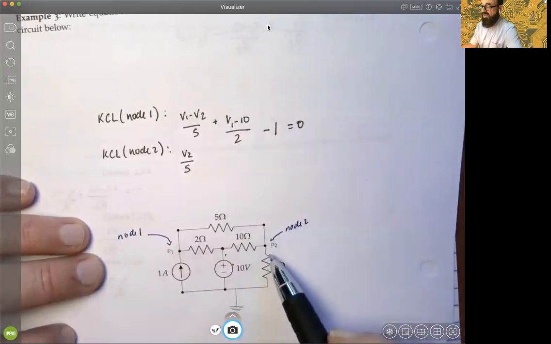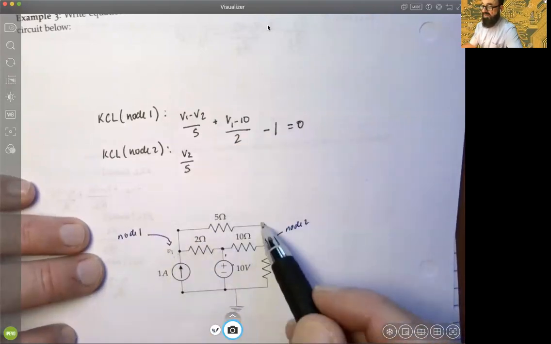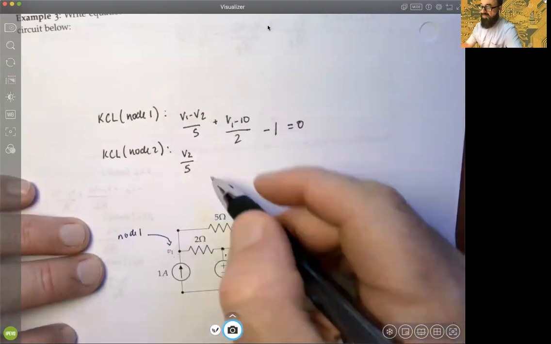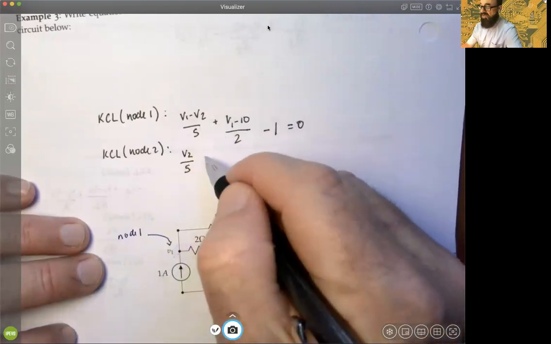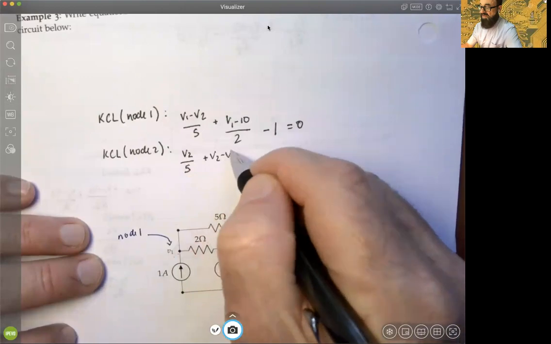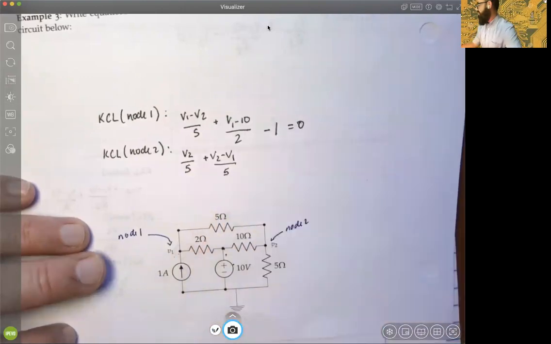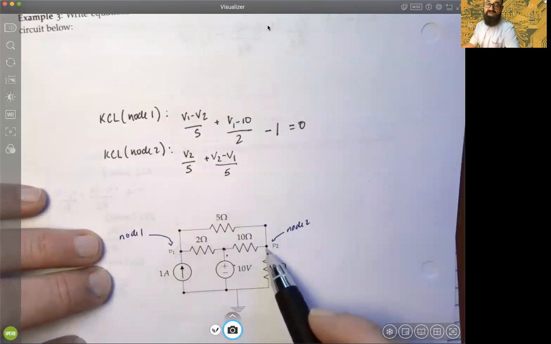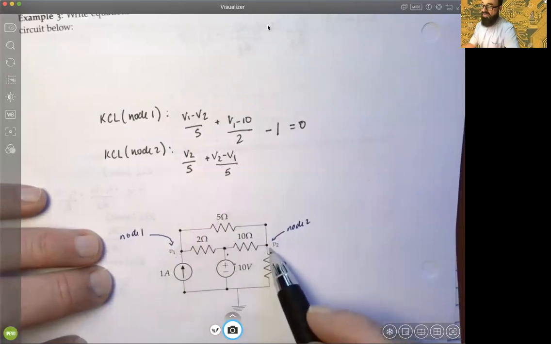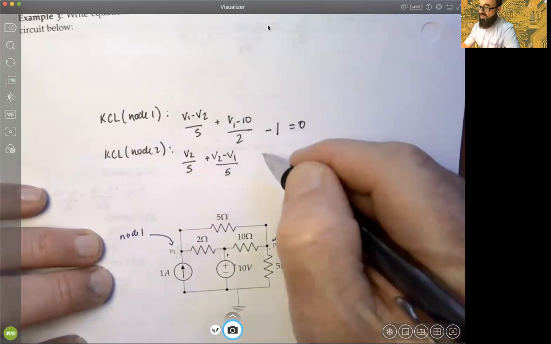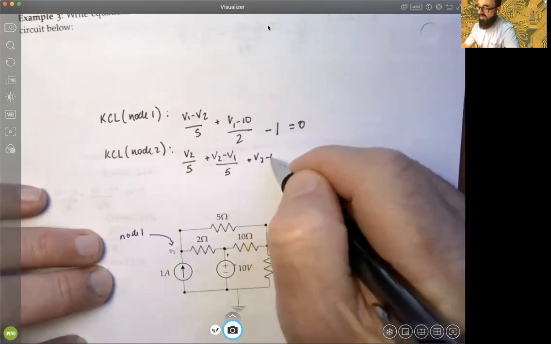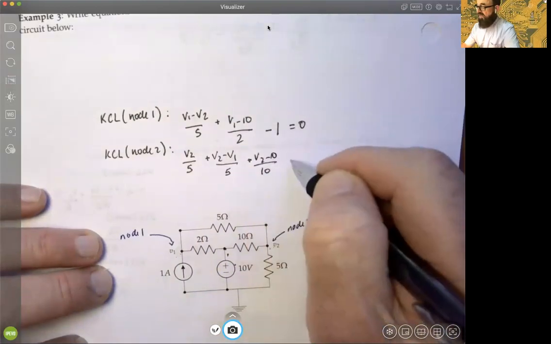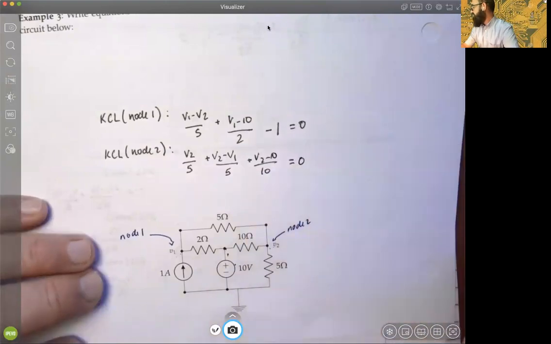Then let's suppose we go up and over again, backwards. V2 goes back to V1. Notice that you'll get the same thing as up here, it's just the signs are reversed: V2 minus V1 over 5. And then finally, we go to the left, from this node voltage over to 10 volts. So we'll go plus V2 minus 10 over 10 ohms, and the sum equals 0.